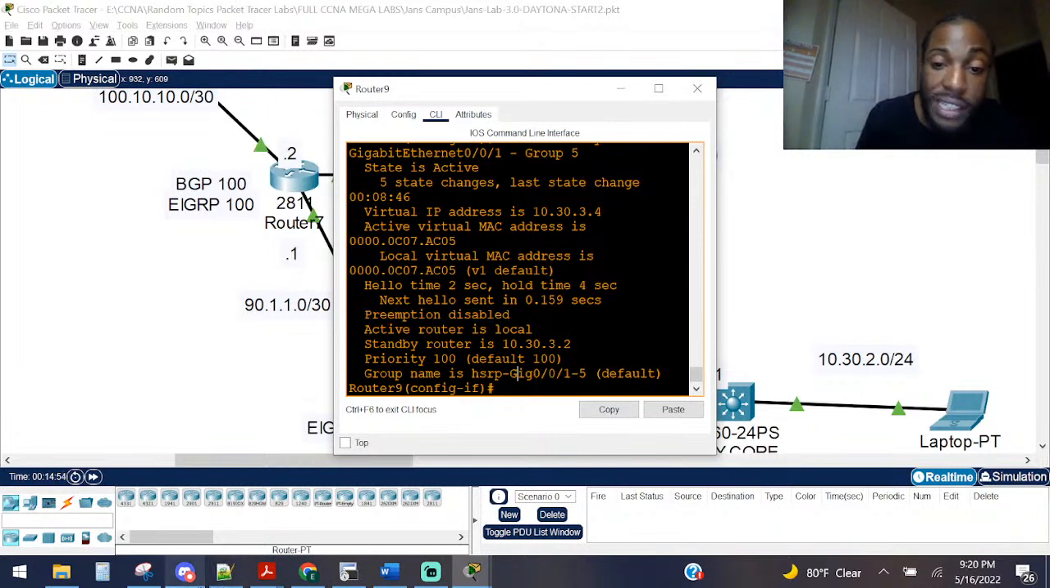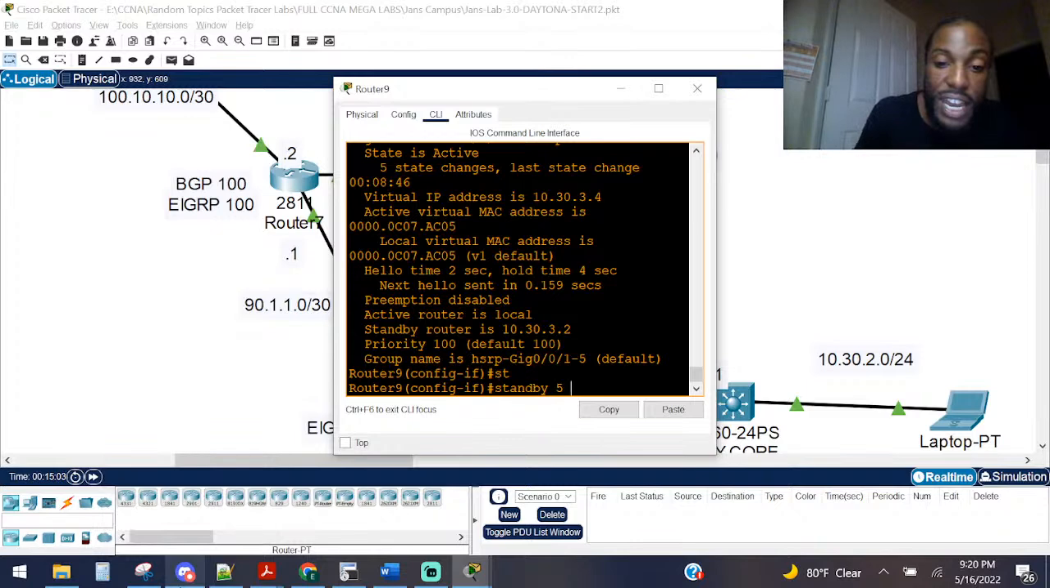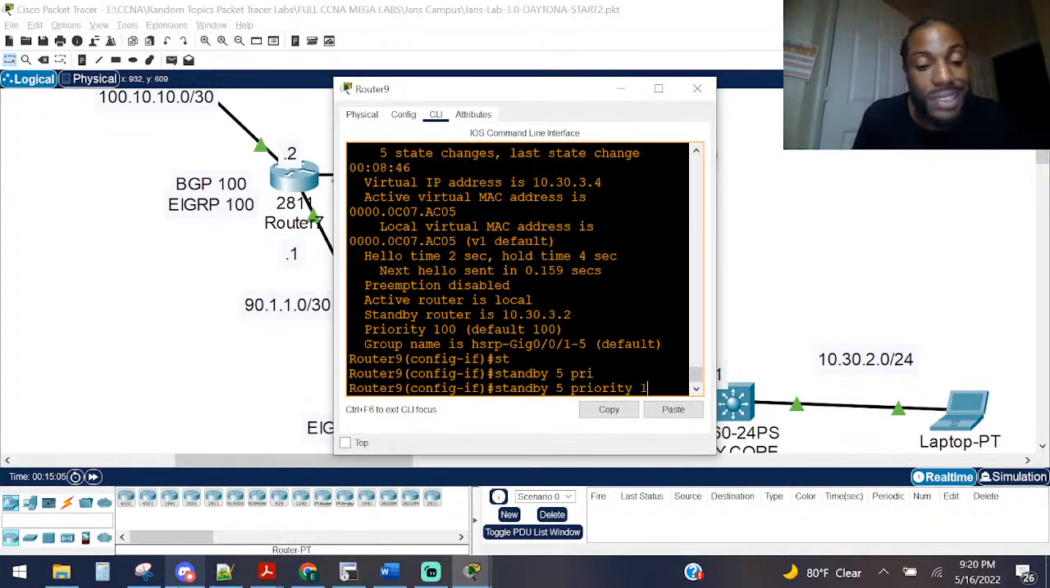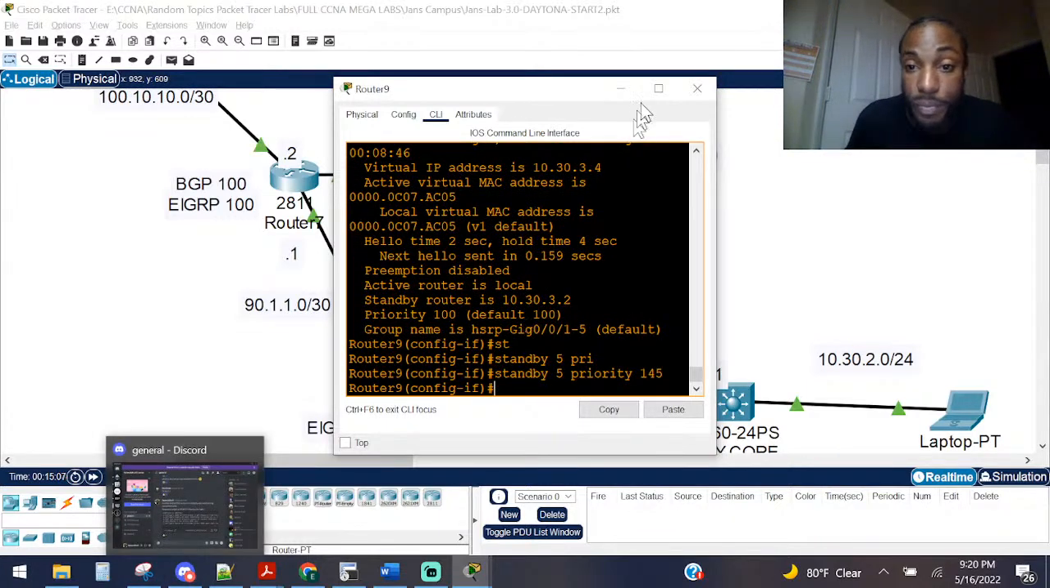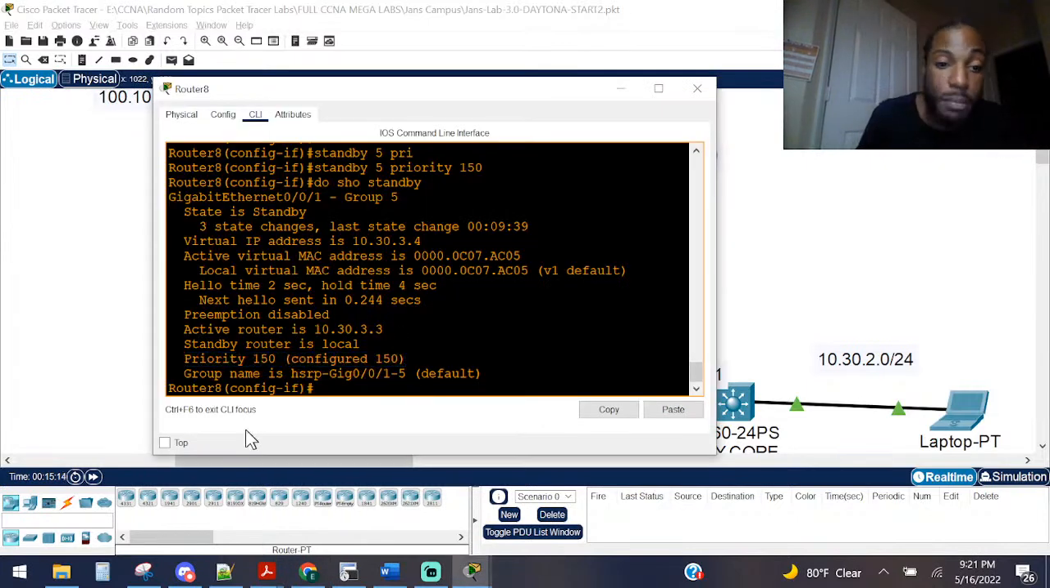So right now, let's change him to something that's not the default priority, since that's what my boss said to do. Standby 5 priority. Let's change him to 145. So now, even though one is set to 150 and he is set to 145, he's still not going to take over until preemption is enabled. So let's go ahead and enable preemption, and we'll see what happens.